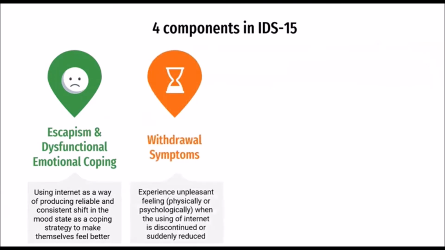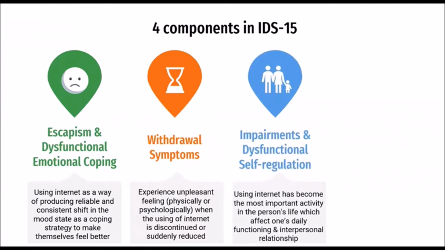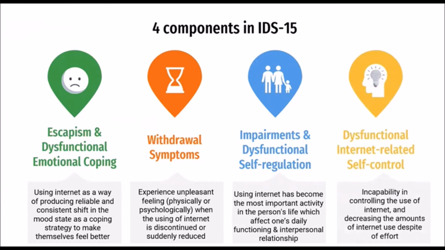Second, withdrawal symptoms. It measures individuals' unpleasant feelings arising from reducing or discontinuing internet use. Third, impairment and dysfunctional self-regulation. It's about the importance of internet use in the individual's life and the impact on his or her daily functioning and interpersonal relationships. Fourth, dysfunctional internet-related self-control. It measures the individual's level of self-control over the use of internet and the capacity in decreasing the amount of internet use despite effort.